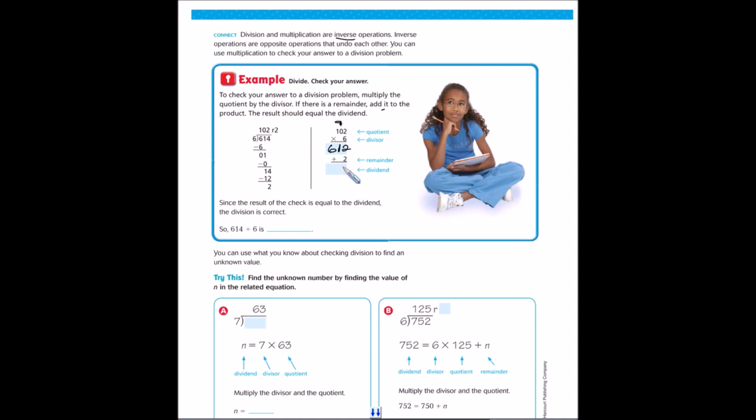So 2 plus 2 is 4. Sorry guys, my pen is, there we go. 1, 2, 4, 1, add them up. Since the result of the check equals my original dividend, the division problem is correct. So I can go back and say that 614 divided by 6 is 102, remainder 2.